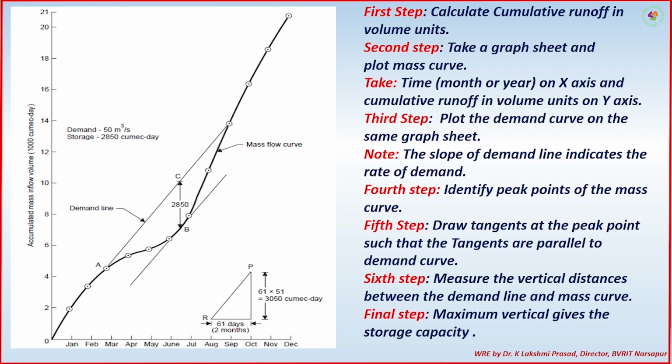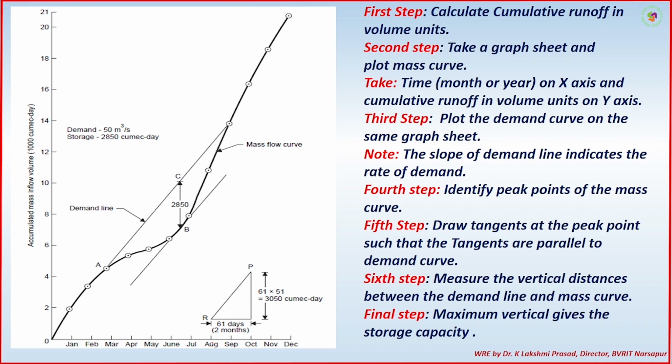Then the second step of the problem is to take a graph sheet. On the x-axis, take the months: January, February, March, April. And on the y-axis, take the accumulated inflow volume that we have calculated. Then plot the mass curve. Already the values are there. We have plotted. This black, complete thick line indicates the mass curve. Fine. Next, how to plot the demand line?